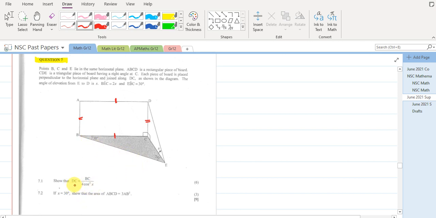Show that CD, so 7.1, we want to show that CD is equal to BC over 4 cos squared x. So we're looking at this length CD and BC, that length over here, this length over here, BC. Show that CD is equal to BC over 4 cos squared x.